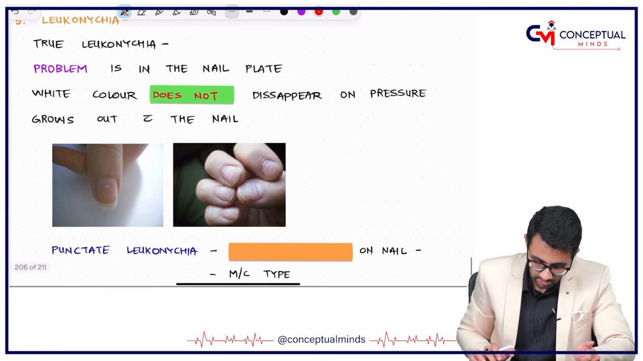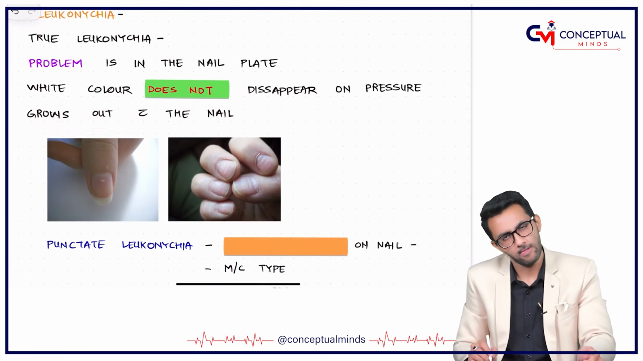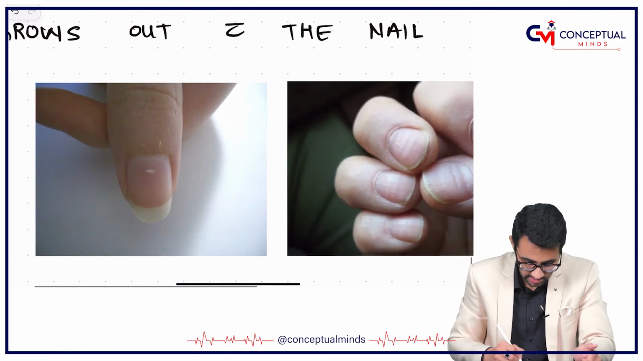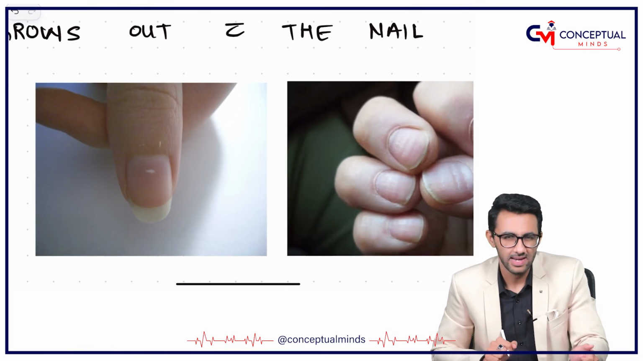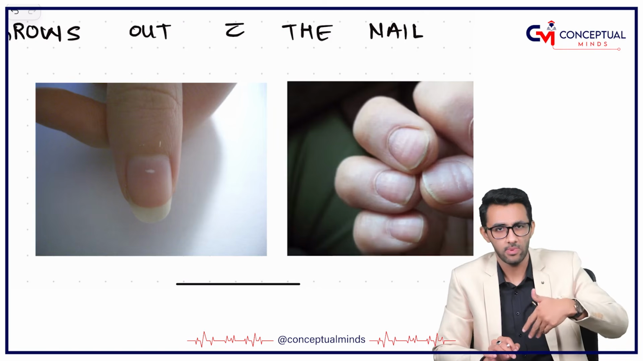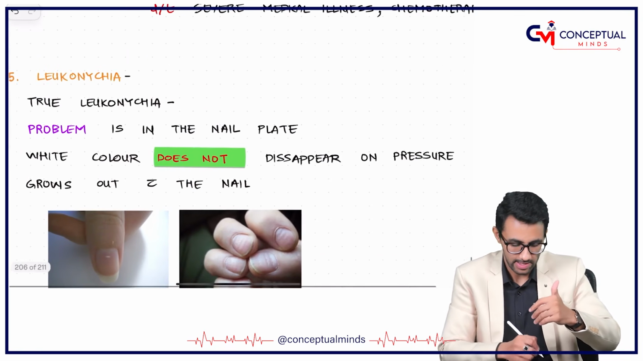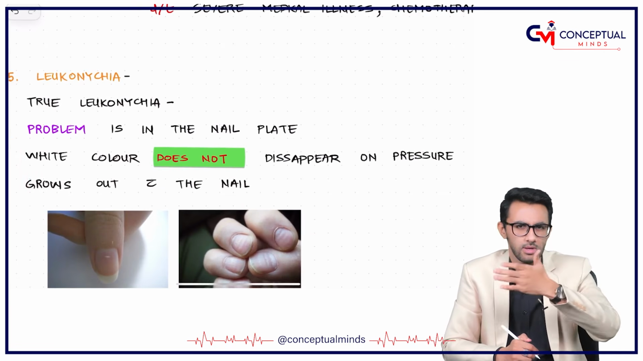It does not disappear on pressure, and it grows out with the nail. Okay, you got it? It goes out with the nail. And what is the most common type? The punctate one, right? The one which you can see. So this is a topic, and there are subtopics in it. This is just a general thing that we are doing over here, so that you can get the common characteristics of the other ones.